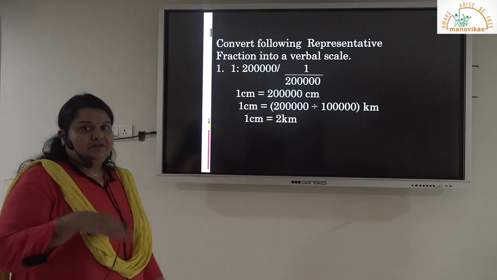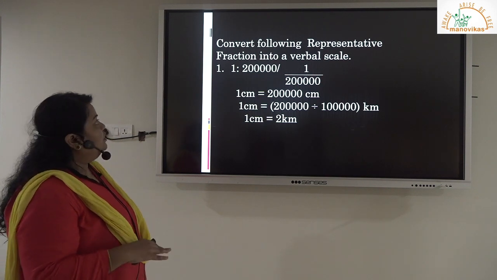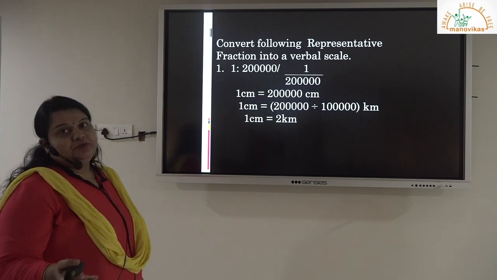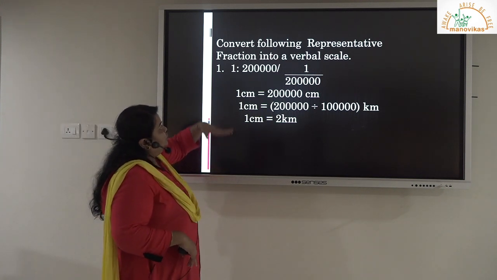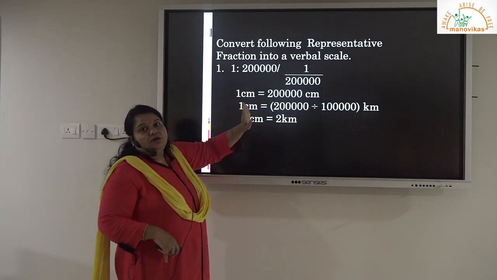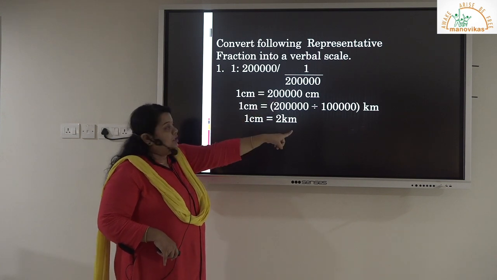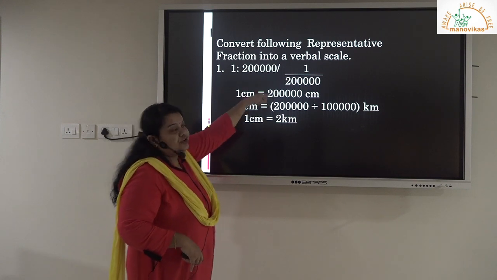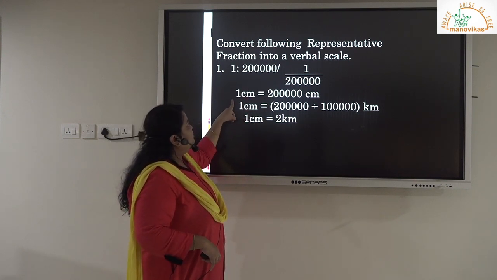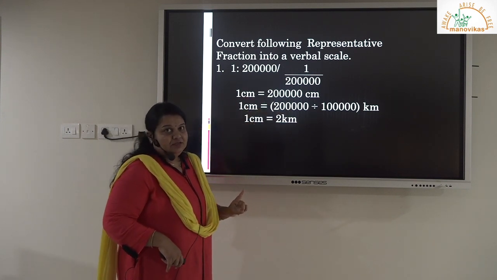Let us check the reversal conversion. Convert a representative fraction into verbal scale. What is given to you? Representative fraction scale is given to you. 1:2 lakh. Okay, it is also written as 1/2 lakh. What we do? We do it this way. So we know we are using the same unit. So 1 centimeter is equal to 2 lakh centimeters.